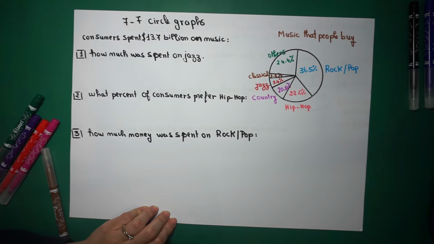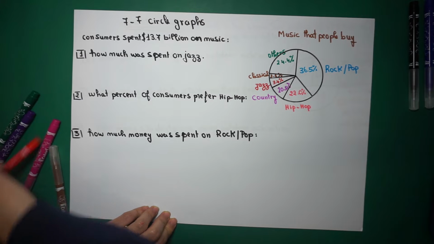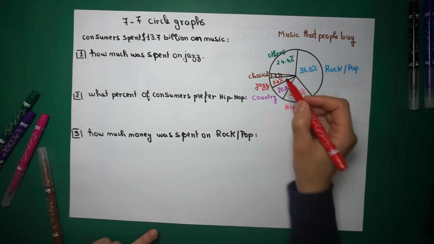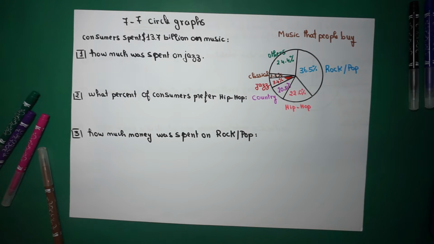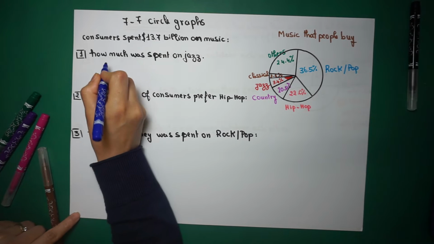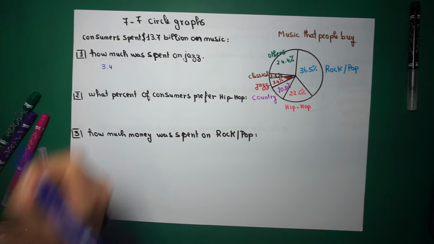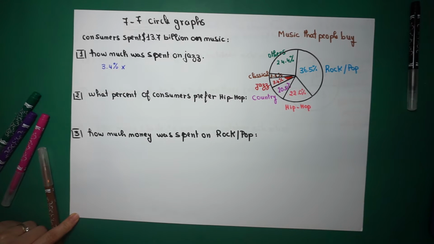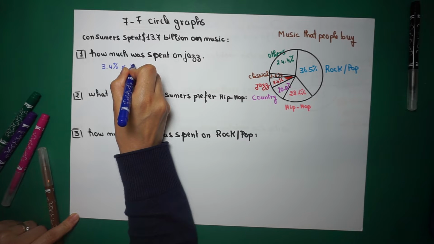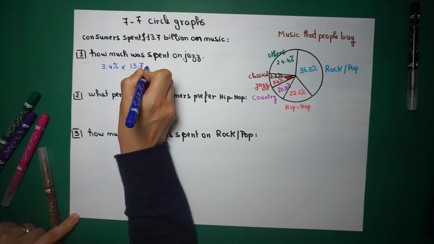Consumers spend $13.7 billion on music. The first question is how much was spent on jazz. So I'm gonna focus on the sector of jazz. The sector of jazz is the red one, and it's 3.4%. So how can I answer this question? I'm gonna take 3.4% and I'm gonna multiply it by the total amount spent on music, which is $13.7 billion.